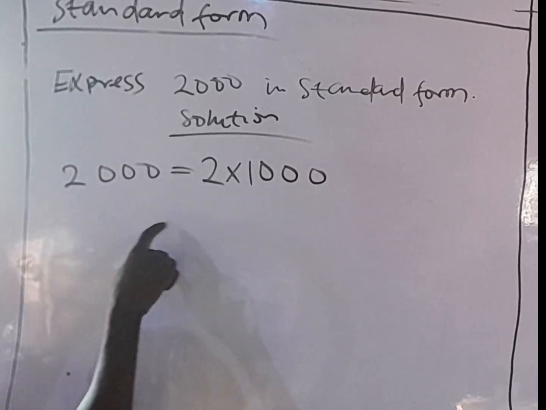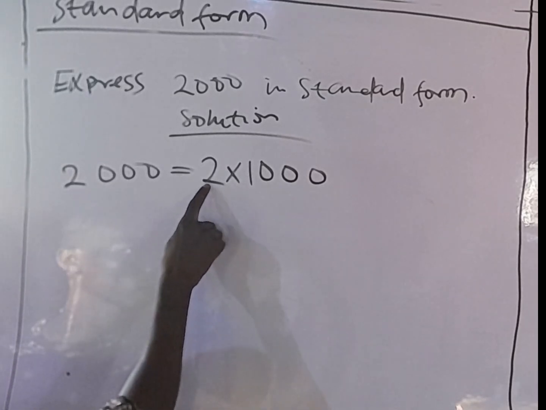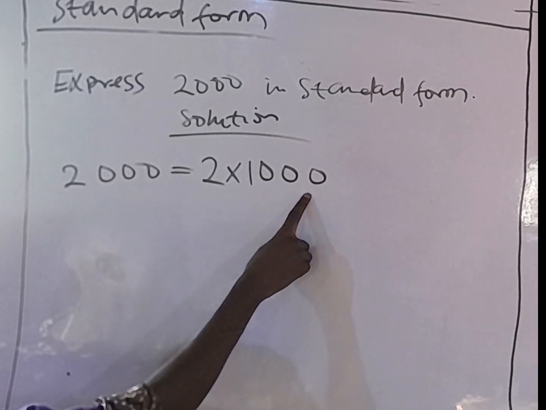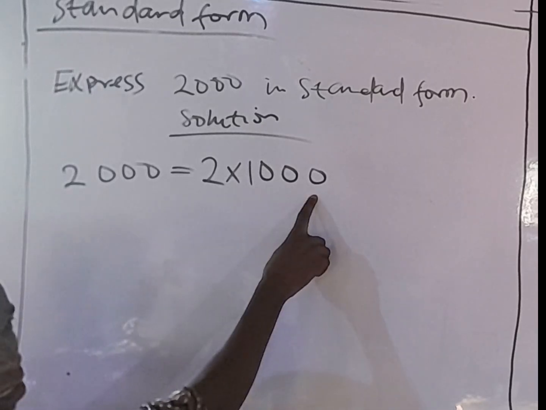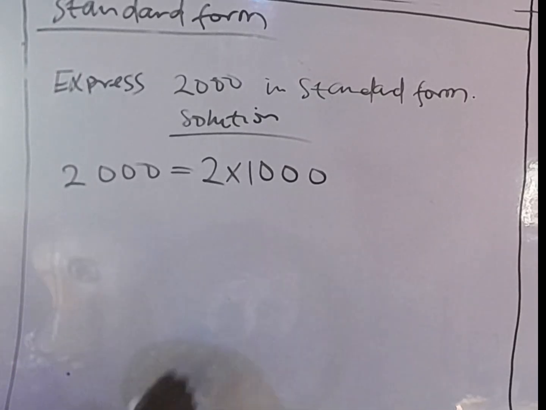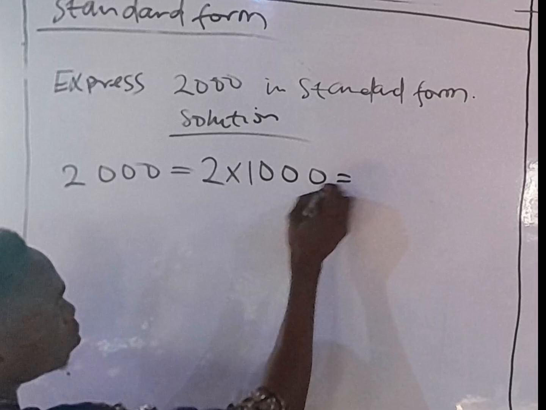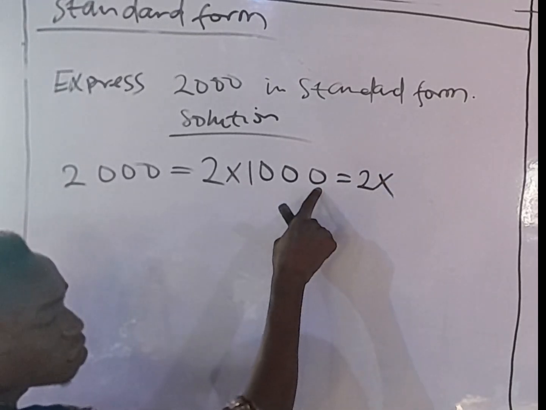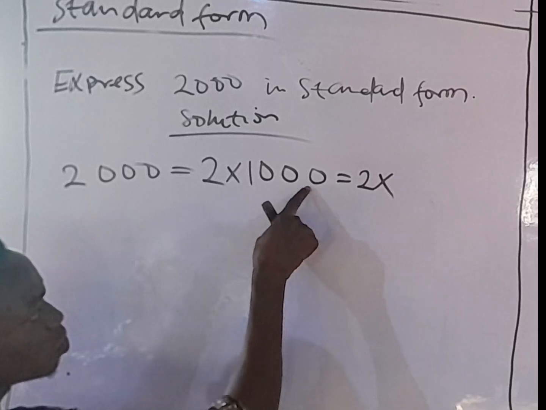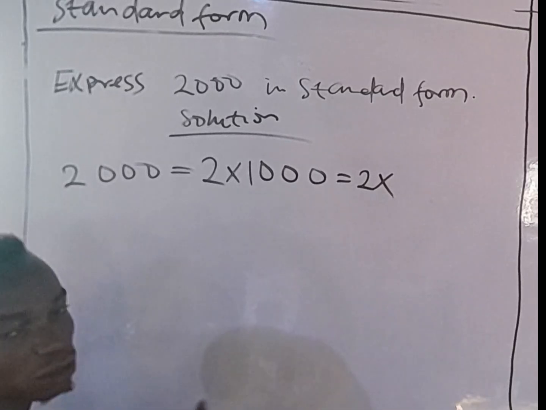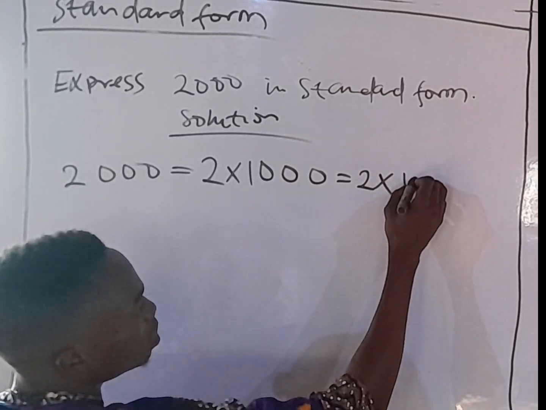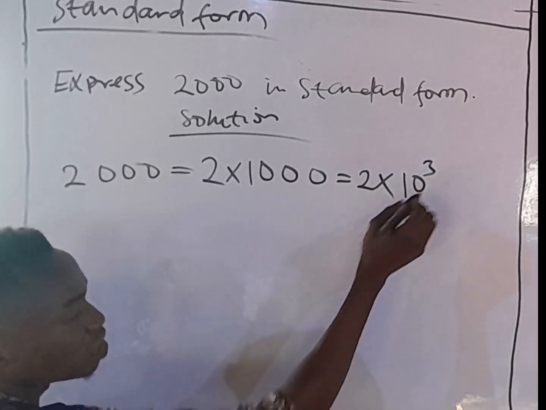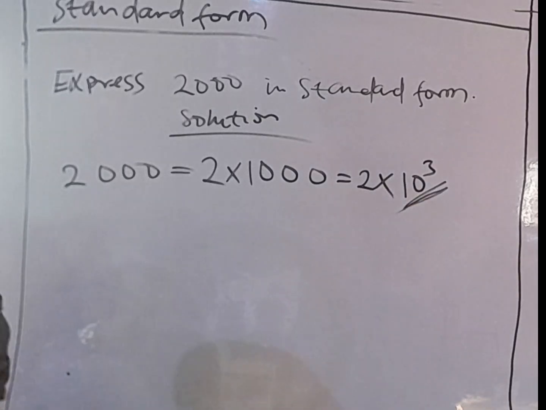Now if I want to change it to standard form, remember I have my 2 here, and then I have 10 raised to power, that is 1000. This is still equal to 2 times, I will check the zeros here. I have 1, 2, 3. That means I have 3 zeros, so I just write 10 raised to the power 3. This is in standard form. As simple as this.